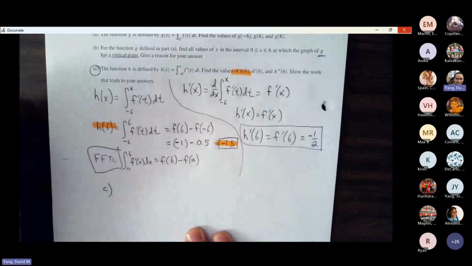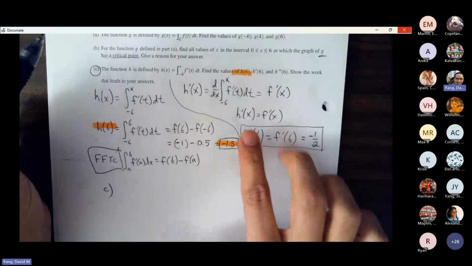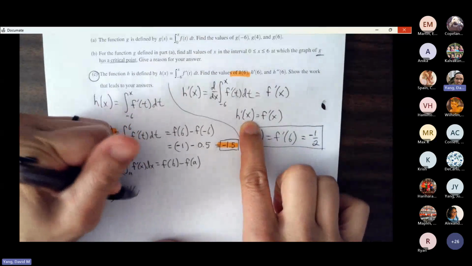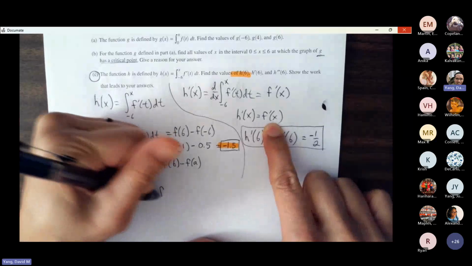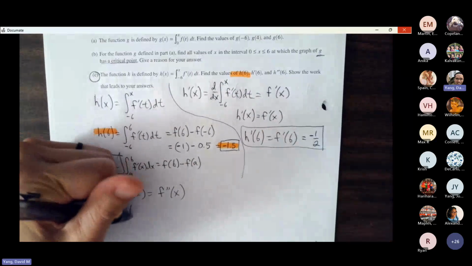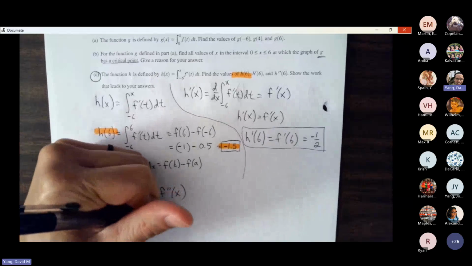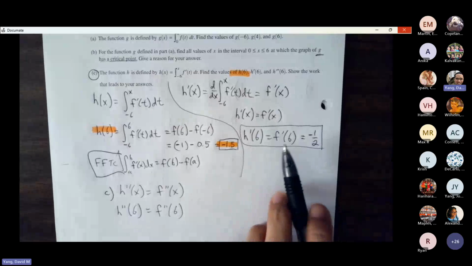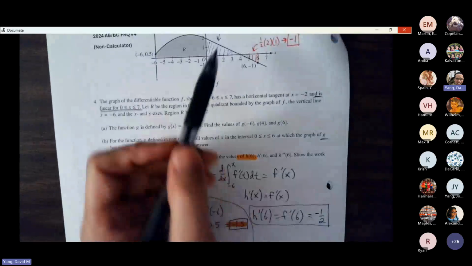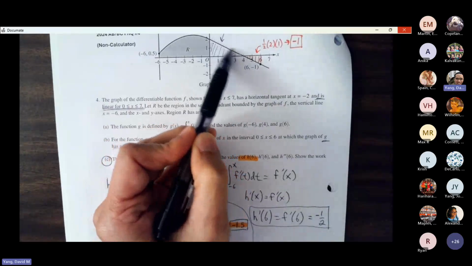Finally, part C is asking for h double prime of 6. Well, to get to h double prime of 6, let's first find h double prime of x. We know h double prime of x is just simply f double prime of x. So therefore, h double prime of 6 will be equal to f double prime of 6. Now, we already know that f prime of x is negative 1/2, right? We know that this slope is already negative 1/2 all the way through, right? From one end to the other.